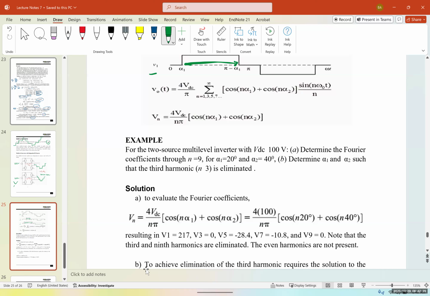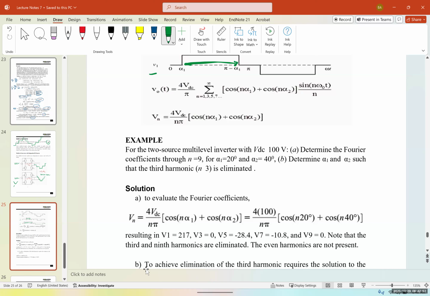So for example, for the two multi-level inverters with a VDC of 100 volts, we want to determine the Fourier coefficient through n equal to 9. So for the 9th harmonic, for alpha 1 equal to 20 degrees and alpha 2 equal to 40 degrees.